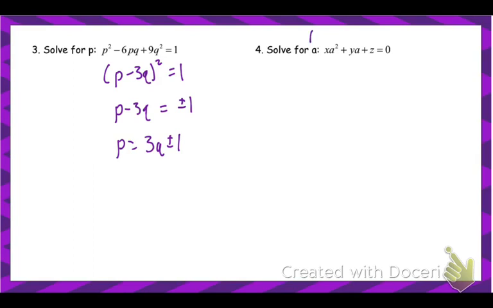That means your a coefficient in the quadratic formula is x, your b coefficient is y, and your c coefficient is z. So x equals negative b plus or minus the square root of b squared minus 4ac all over 2a.